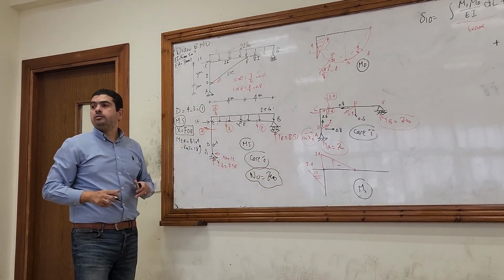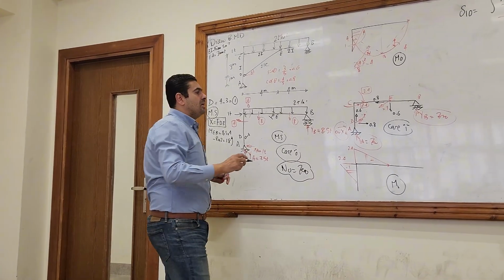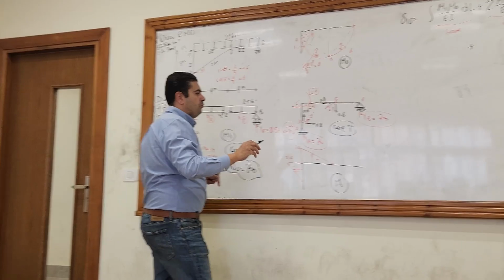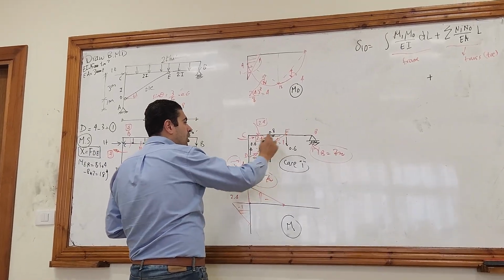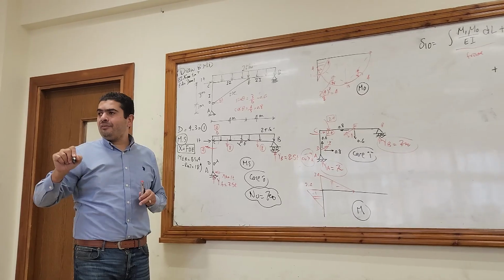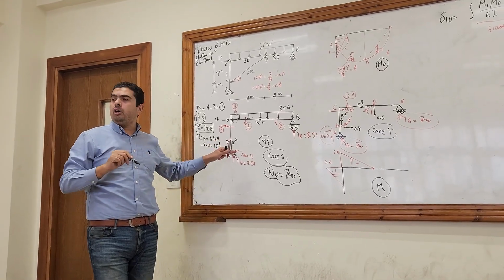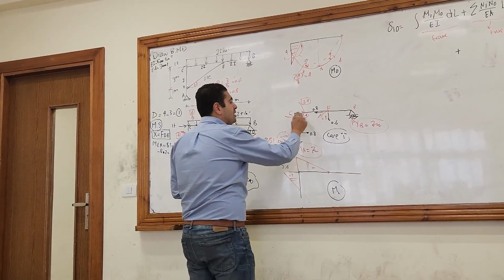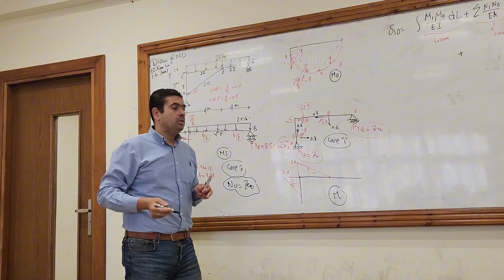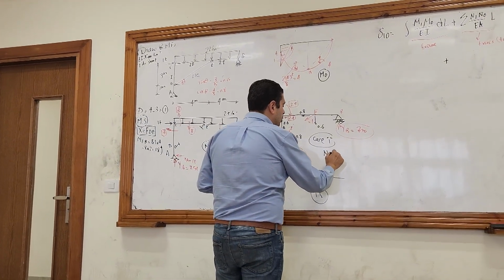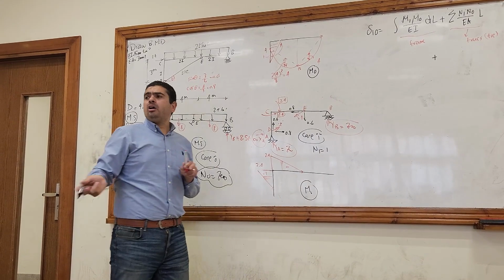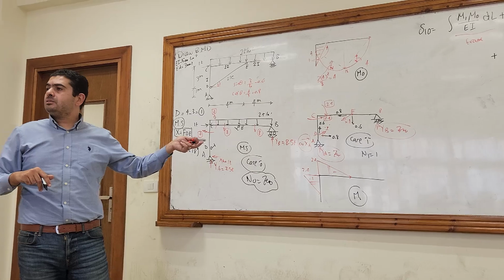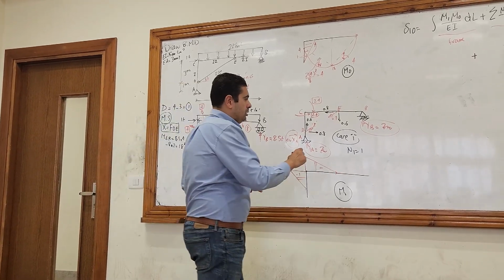What about N1? N1 is the normal force in the tie from case 1. Here is the tie. You put by yourself a unit load instead of the tie because you removed it. So what is the axial force in the tie in case node? It will be equal to 1. And it will be positive or negative depending on whether it's tension or compression.